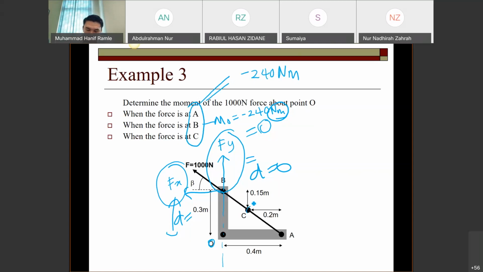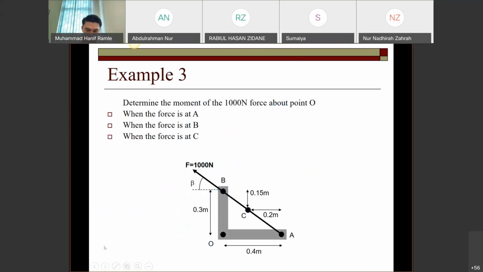Okay, for C, let me explain about point C. So point C, the components of X and Y have values, there is no zero value for the components. Okay, because the perpendicular distance is there. The perpendicular distance is the line of action.